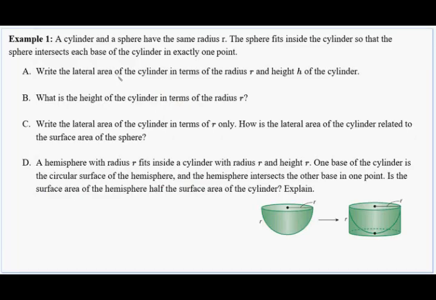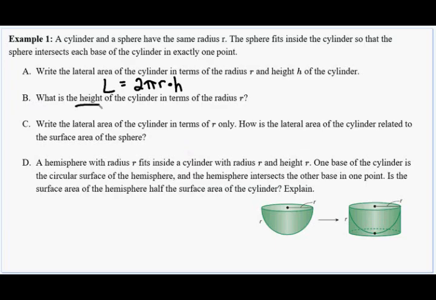Write the lateral area of the cylinder in terms of radius r and height h. This is kind of what we did in the warm-up. Our lateral area is going to equal 2 times pi times r. That's our circumference. And we're going to multiply that by the height h.